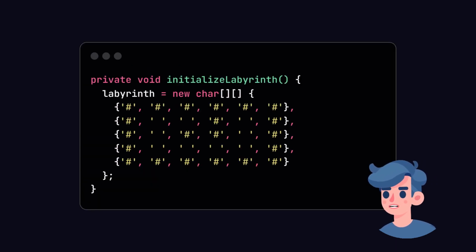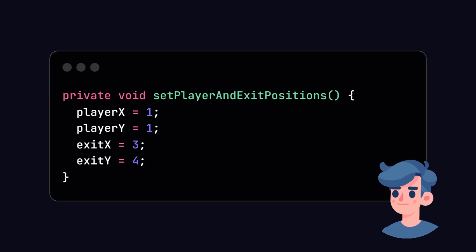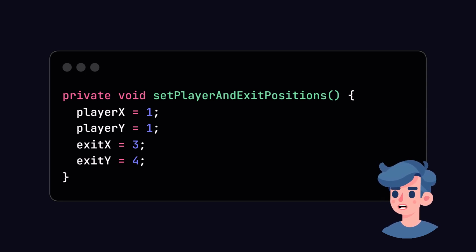We'll represent the labyrinth as a simple grid of characters. In this example, we'll use # for walls and 0 for pathways. Now that we have a basic labyrinth structure, let's write a method to set the player's starting position and the exit position. In this case, we'll start the player at 1, 1 and place the exit at 3, 4.